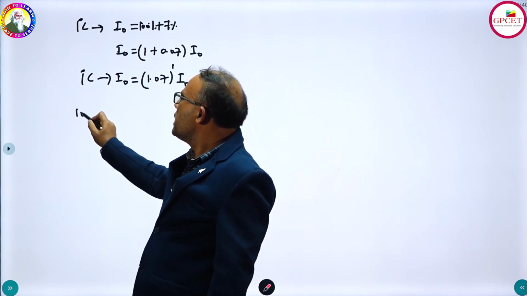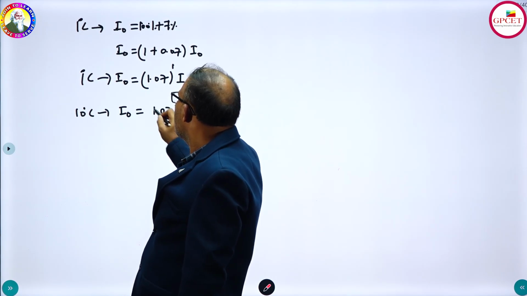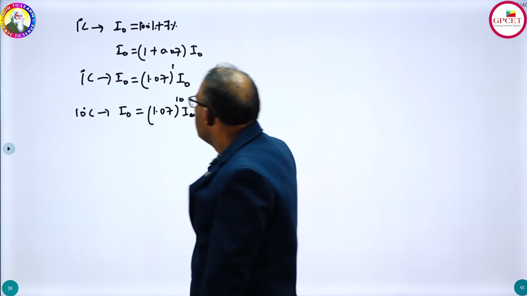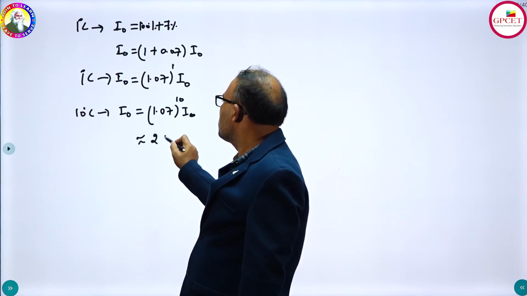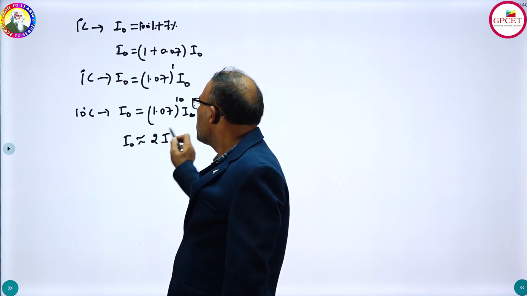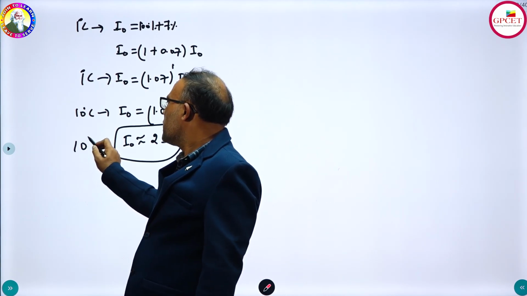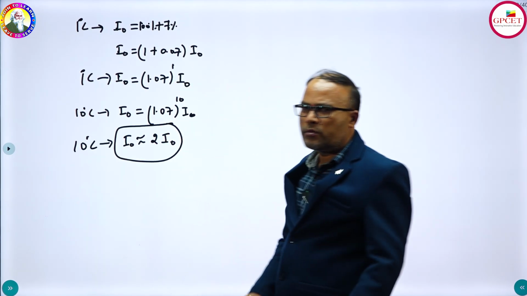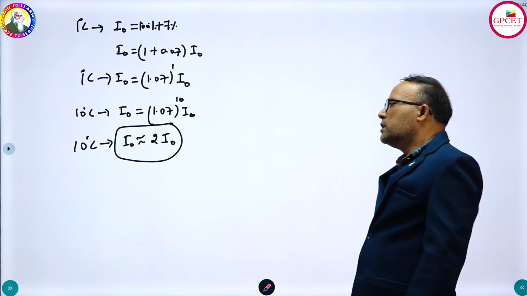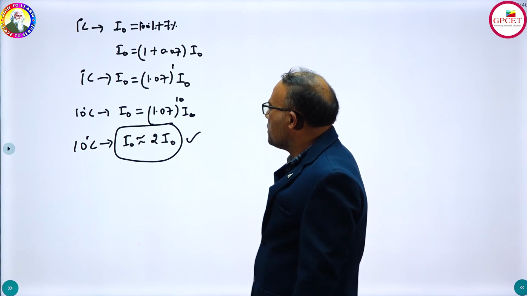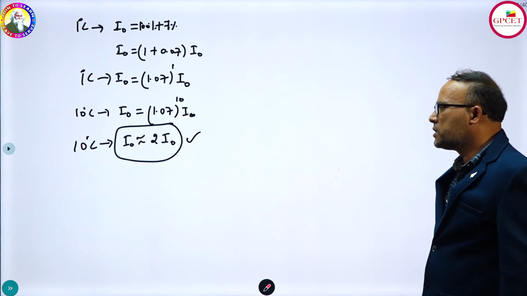Similarly, for every 10 degree C rise in temperature, the reverse saturation current changes by 1.07 whole power 10 of I0. So 1.07 whole power 10 is approximately equal to twice I0. So an important expression comes here. For every 10 degrees C rise in temperature, the reverse saturation current becomes double for a diode. Very, very important equation that we need to learn. So the reverse saturation current becomes double for every 10 degrees C rise in temperature.